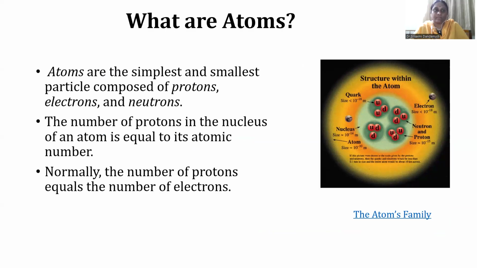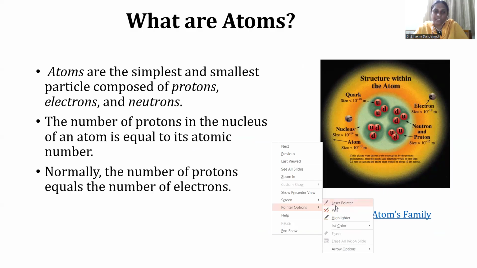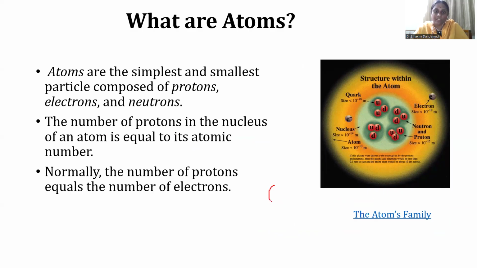What is an atom? An atom is the simplest and smallest particle composed of protons, neutrons and electrons. This atom contains a center part and an outer part. The center part is called the nucleus. See here, this portion is called the nucleus. This nucleus contains neutrons and protons.